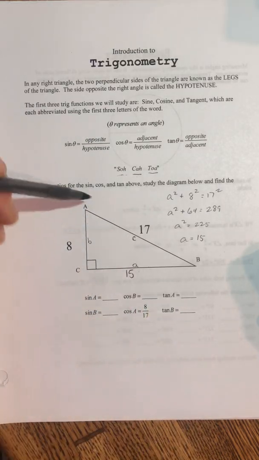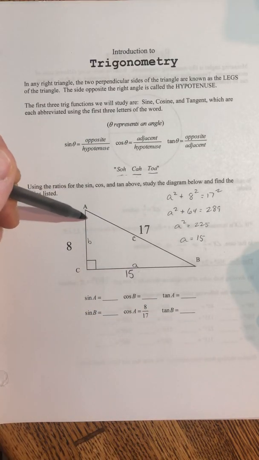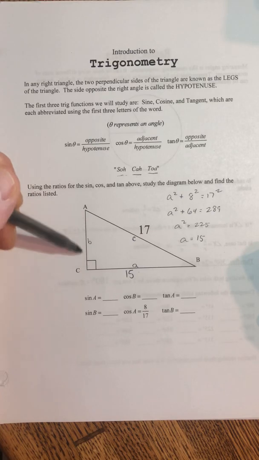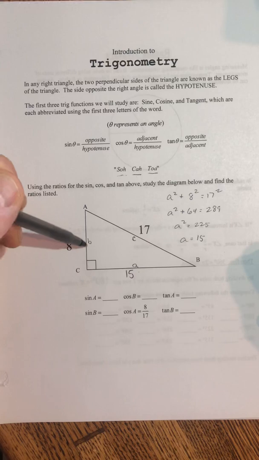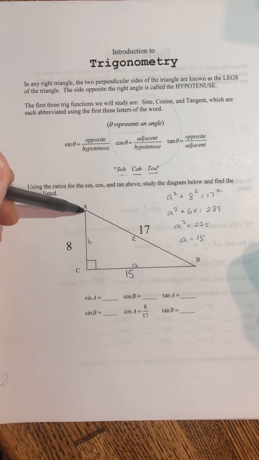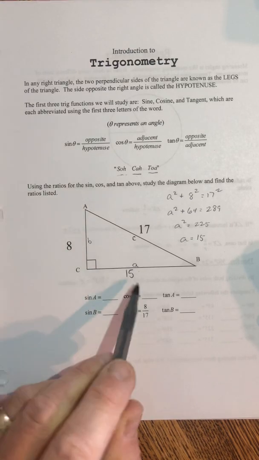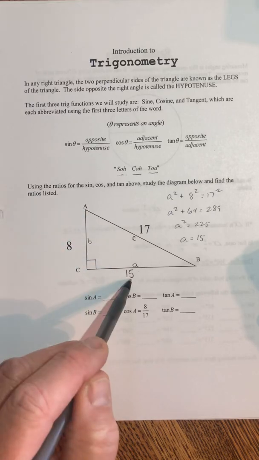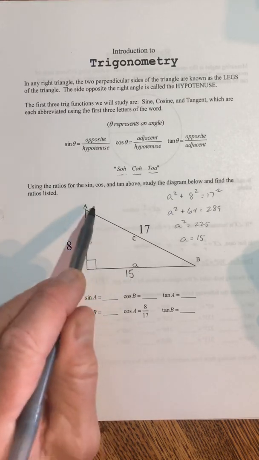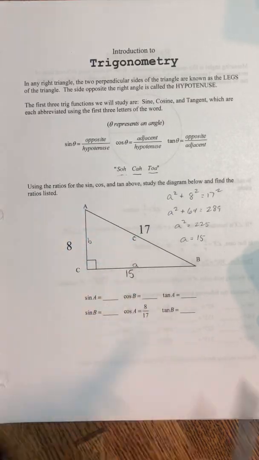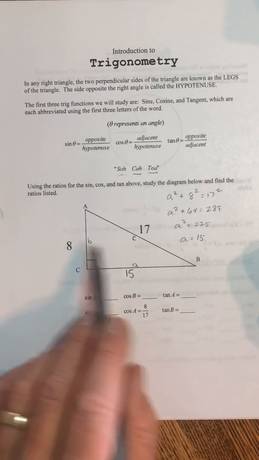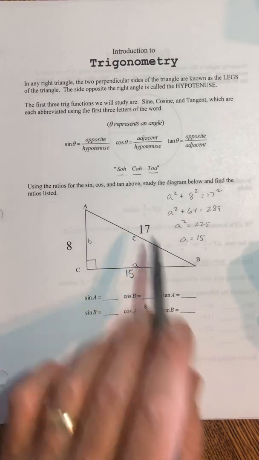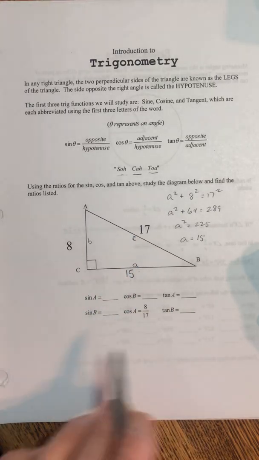Now, relative to an angle, if I'm looking at angle A, the adjacent leg is the one that helps make up that angle. It's attached to it, so the 8 would be adjacent to angle A. The 15 is opposite, across from angle A, and the hypotenuse never changes. It's always opposite the right angle. Relative to angle B, though, the opposite leg would be the 8, the adjacent leg would be the 15, hypotenuse is still 17. So let's fill this out.